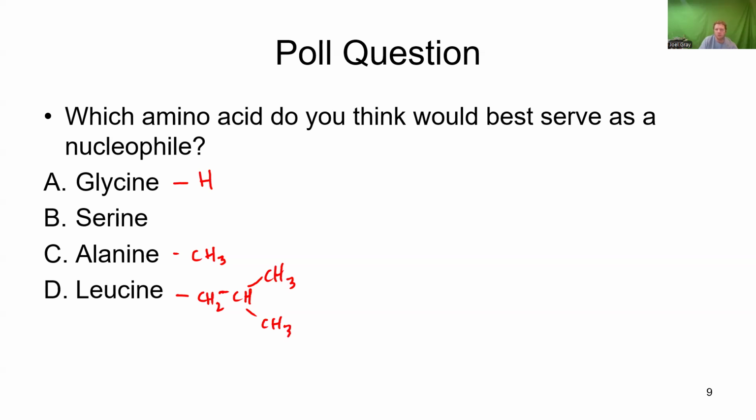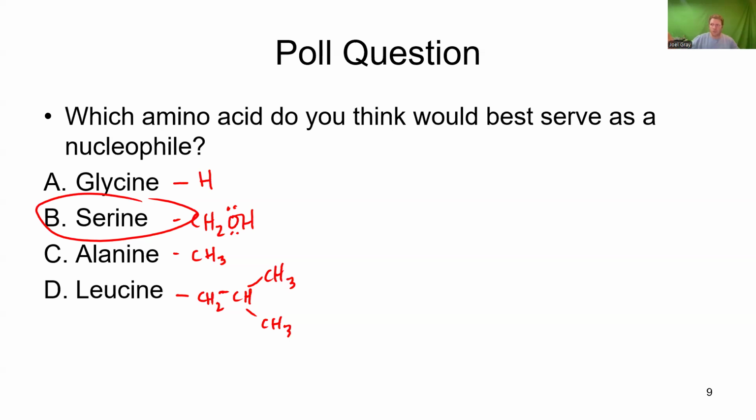Glycine, alanine, and leucine, I'm sorry for saying this word, but they all kind of look like crappy nucleophiles. They don't look like they can do anything. Serine, by comparison, CH2OH. Ooh. We were already at 81% of the class saying B, but that pushed it up to 83%. Okay, so the best nucleophile is going to be serine because this hydroxyl group has lone pairs of electrons.